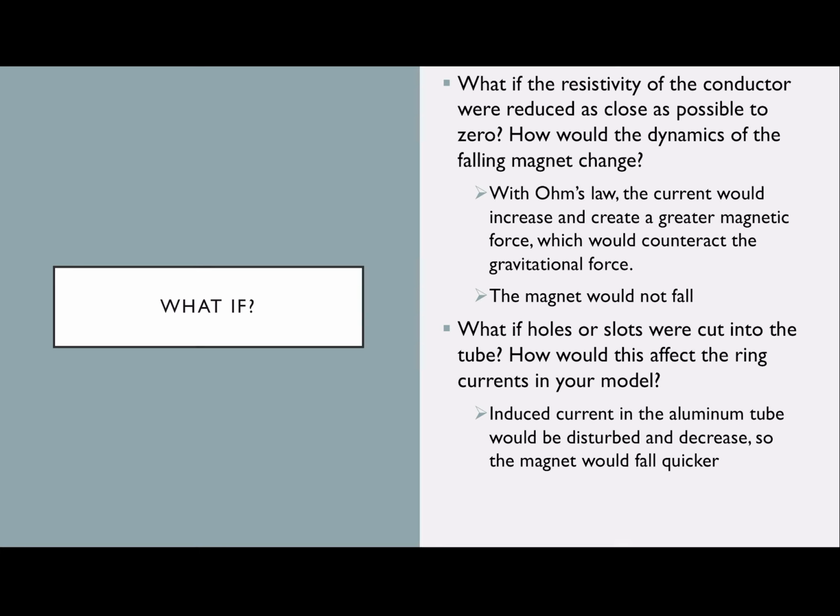If holes or slots were cut into the tube, how would this affect the ring currents in your model? Induced currents in the aluminum tube would be disturbed and decreased, so the magnet would fall quicker because there would be less force acting upon it.